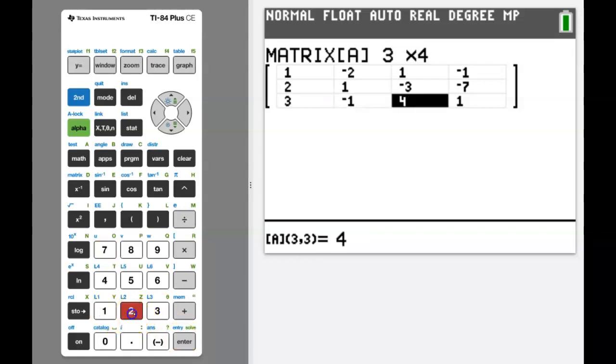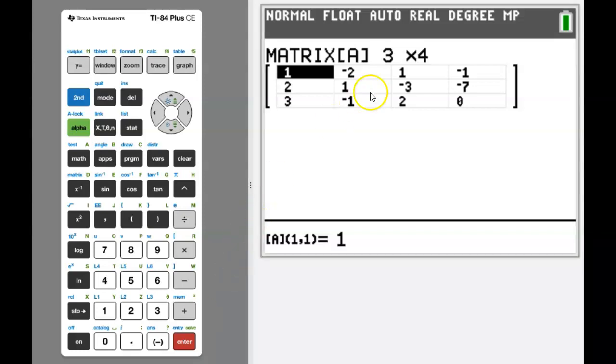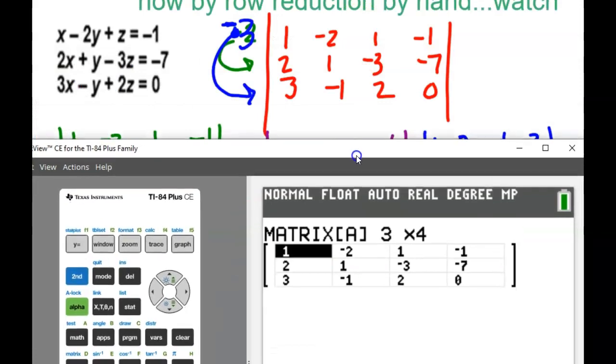2, 0. Okay, I cannot stress enough that you want to proofread this, because if you entered anything wrong, the littlest sign will make a huge difference when we do this. So hopefully mine is right. You guys were all watching.